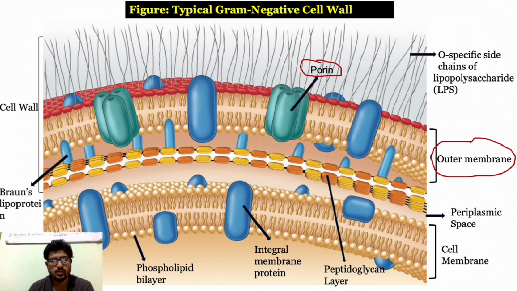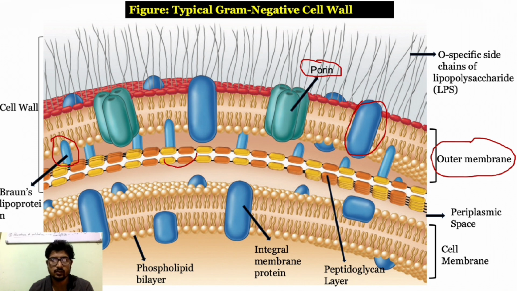The Braun's lipoproteins are present in the gram-negative outer membrane, along with several other integral proteins and the LPS layer. The LPS layer is the most significant aspect of the outer membrane, though Braun's lipoprotein is not far behind. This outer membrane is attached to the peptidoglycan layer.